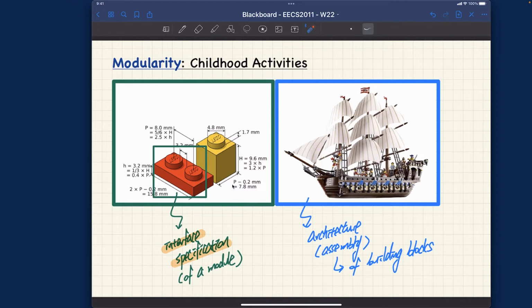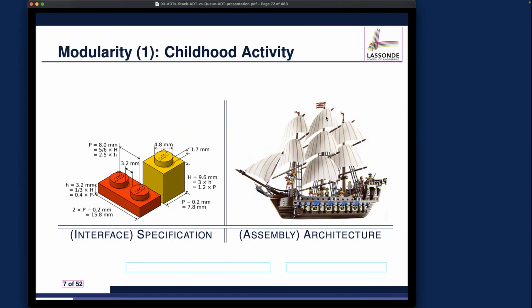Okay, interface specification of a module, versus the architecture of the assembly of building blocks, right? So these 2 ideas are at different levels. At the bottom level, we got building blocks. At the higher level, we got assembly. And the same idea is going to apply for all the 4 examples. Let's take a look quickly.